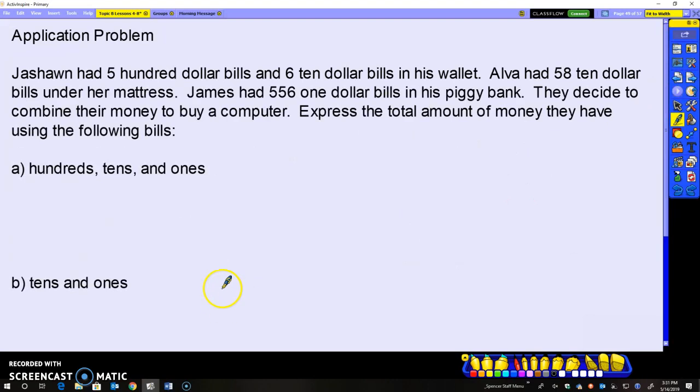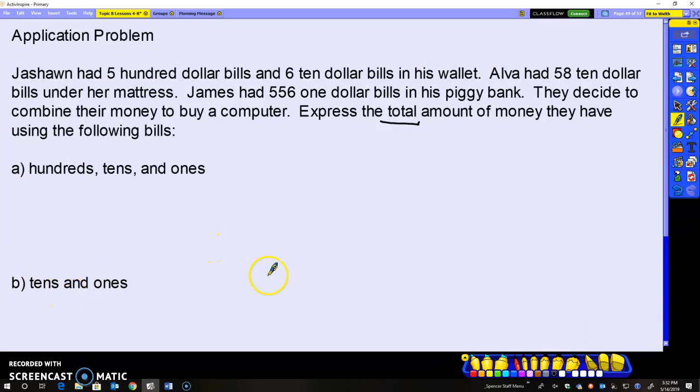Alright, Jay-Sean had 5 $100 bills and 6 $10 bills in his wallet. Elva had 58 $10 bills under her mattress. James had 556 $1 bills in his piggy bank. They decide to combine their money to buy a computer. Express the total amount of money they have using the following bills. So we're going to have to break these down into hundreds, tens, and ones. And for B, we need to show it using only tens and ones.